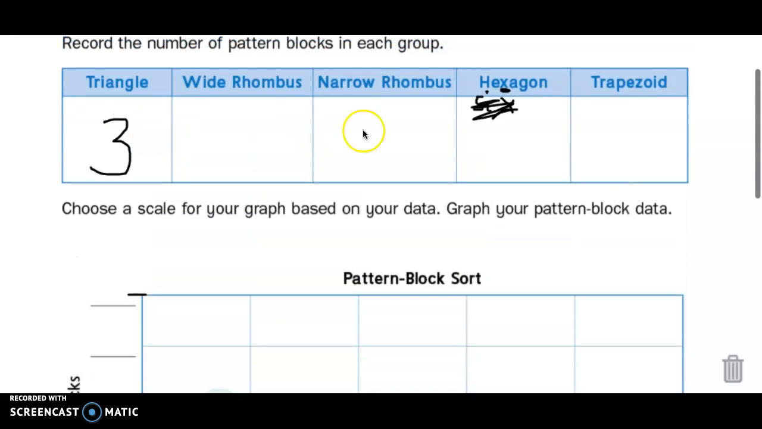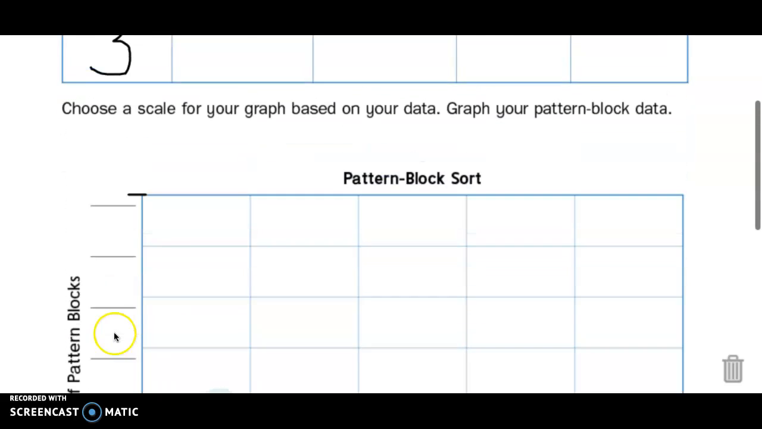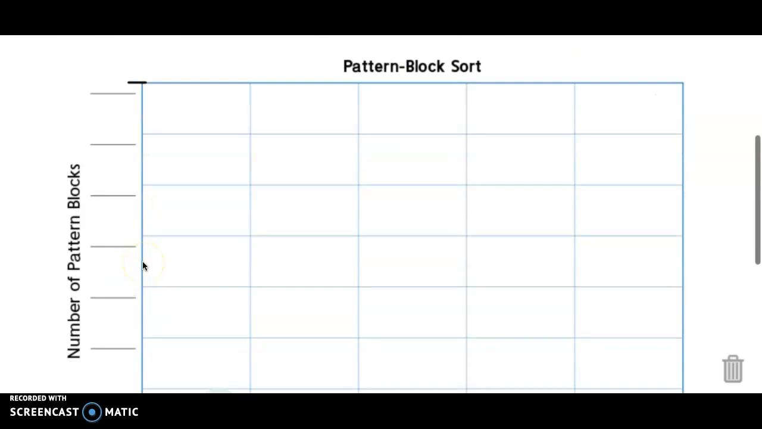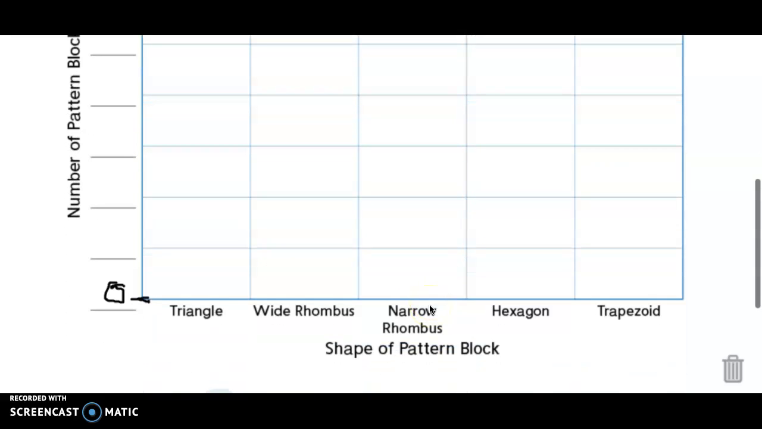right to that line. Again, look at what your smallest number is and look at what your largest number is. The smallest one needs to fit on the bottom and the largest one needs to fit before the top. Then again, draw your lines and fill in bars completely on your graph.